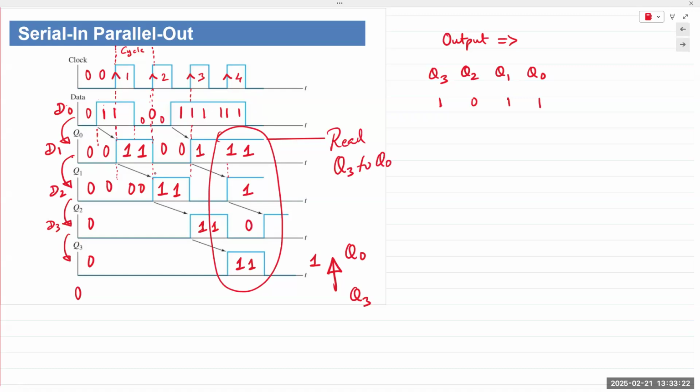And what did we send in? We sent in 1011. We sent in 1011 in a serial fashion, but we collectively take the output all at one instant across Q3 to Q0. We get the exact same data, 1011. And hence serial in, parallel out.